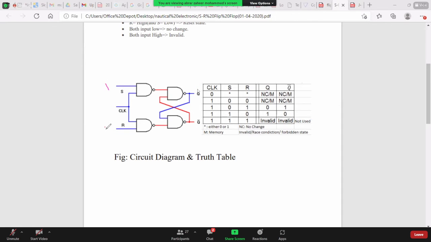So now S is 1 and R is 1 and clock is 1. So 1 into 1, output here is 0. 1 into 1, output here is 0. Q was 1 and Q bar was 0. This 0 will come here, 0 into 0, output here is 1. This 1 will come here, 1 into 0, output here is 1. So both the outputs tend to be 1. That is known as the invalid or the forbidden condition.